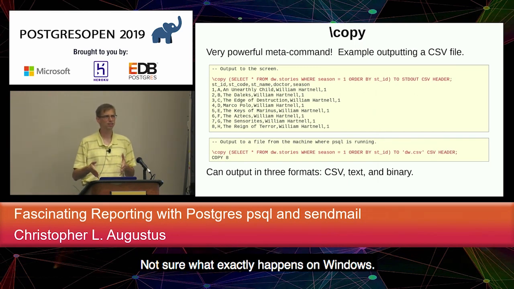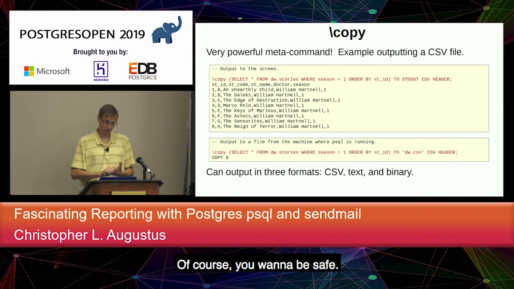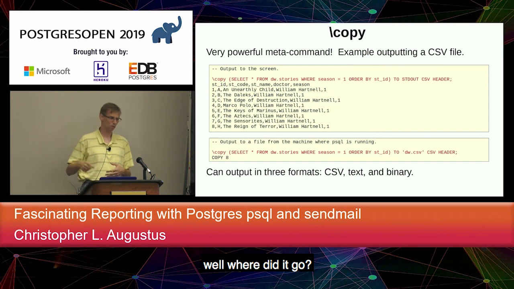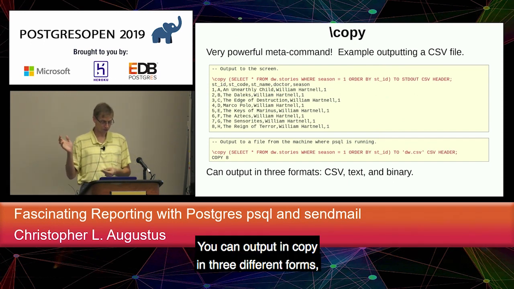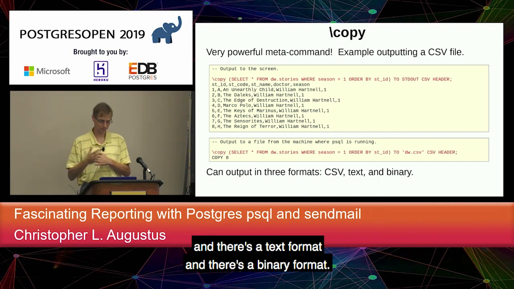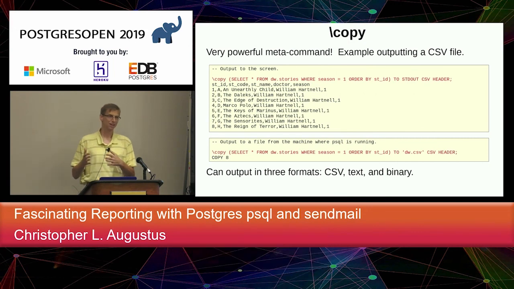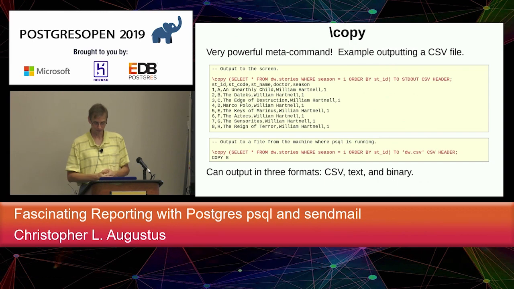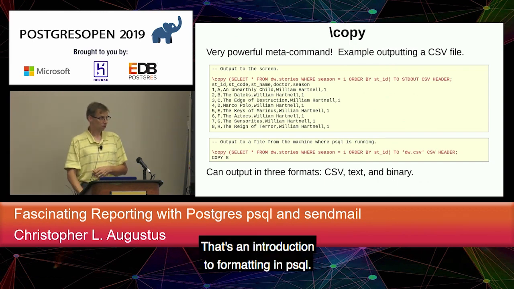Not sure what exactly happens on Windows. Of course, you want to be safe, always give it a full path to where it goes, and then you don't have to worry about, well, where did it go? Then you always know. You can output and copy in three different forms: CSV for comma delimited, and there's a text format, and there's a binary format. And outside of reporting, there might be reasons you'd use text or binary. So that's the introduction to formatting in psql.